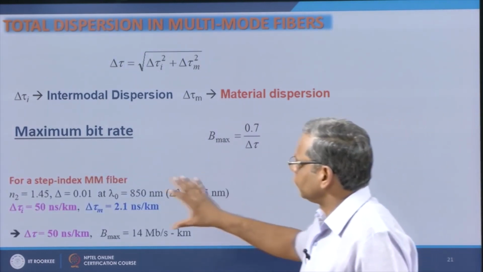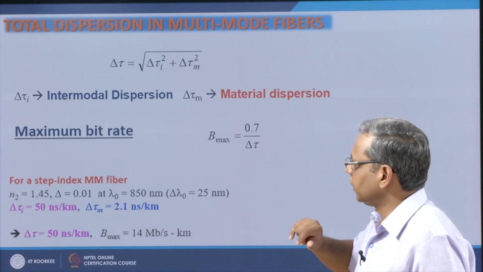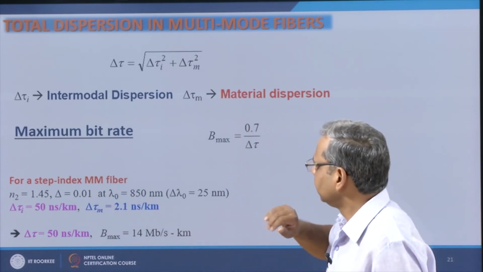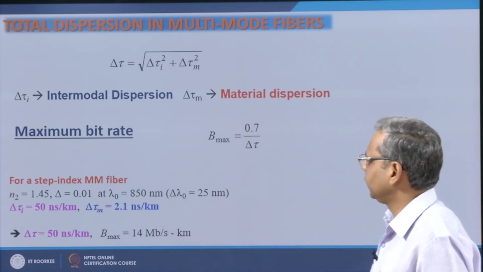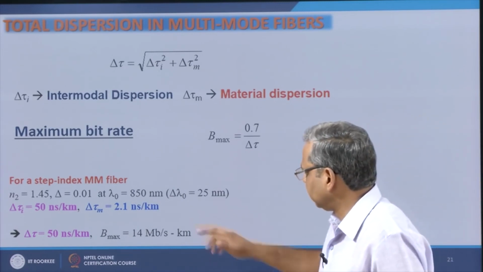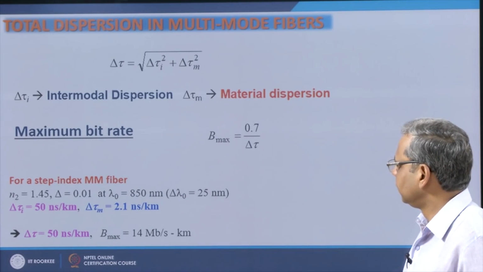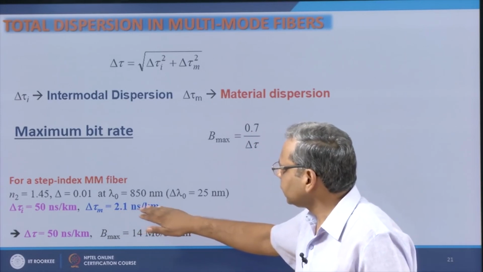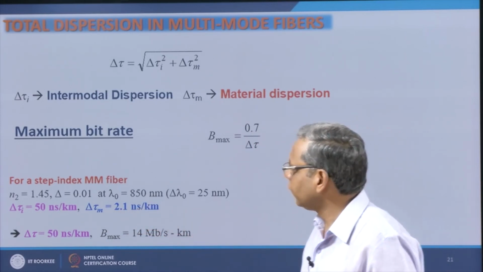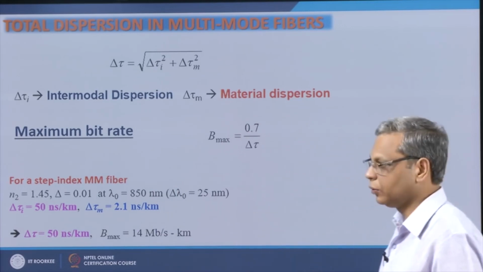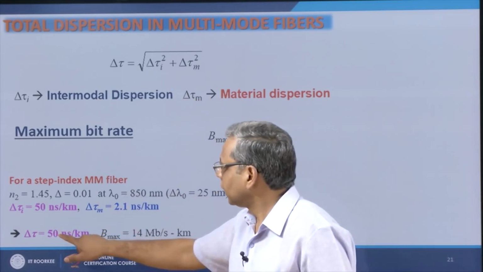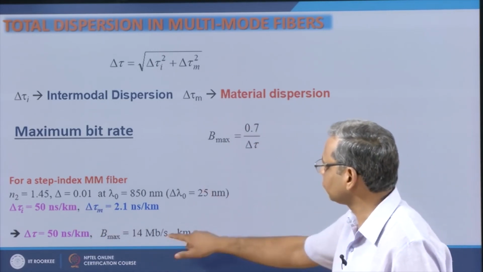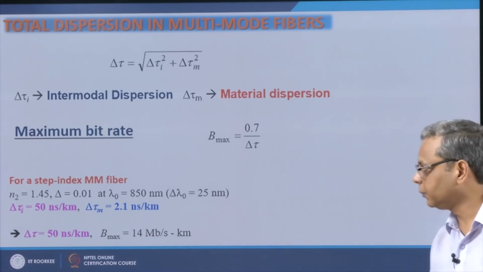Now, I take two examples. For a step index multimode fiber, n2 is equal to 1.45, delta is equal to 0.01, and I have wavelength which is 850 nanometer, LED of 25 nanometer line width. So here the material dispersion delta tau m is about 2 nanoseconds per kilometer, while intermodal dispersion is 50 nanoseconds per kilometer. So total dispersion comes out to be 50 nanoseconds per kilometer, this dominates, and if I find out B_max from here, it is about 40 Mbps over a kilometer.